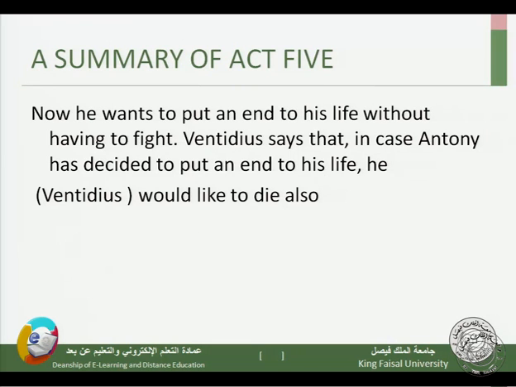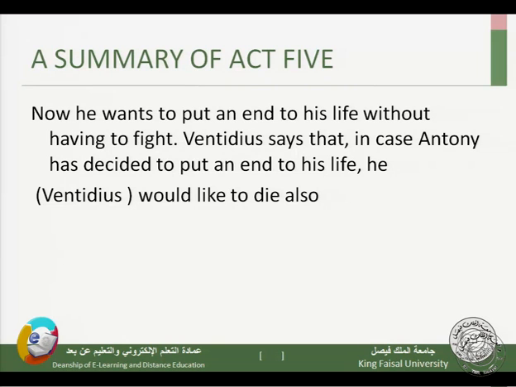And of course, as Muslims, we are against this idea of putting an end to our lives or of committing any kind of suicide, because life is a gift from Allah, and no one has the right to put an end to his life. So we are against, of course, this idea of committing suicide. So now he wants to put an end to his life without having to fight.